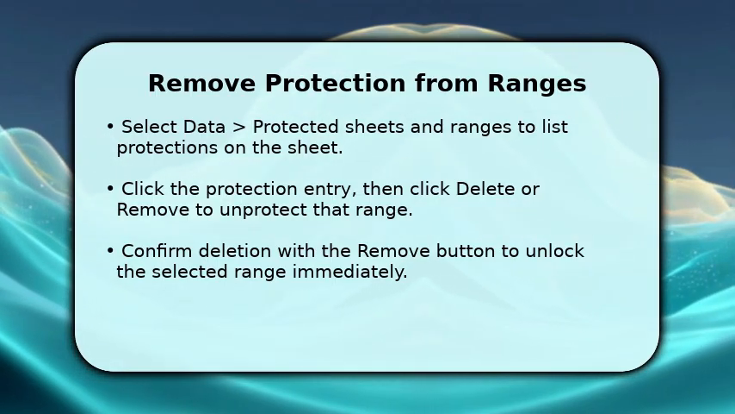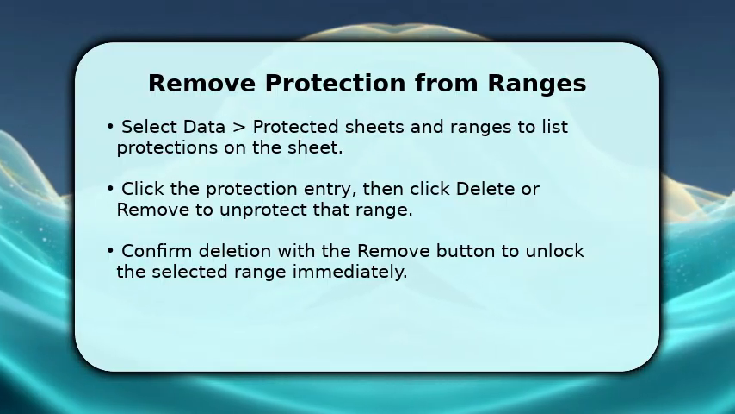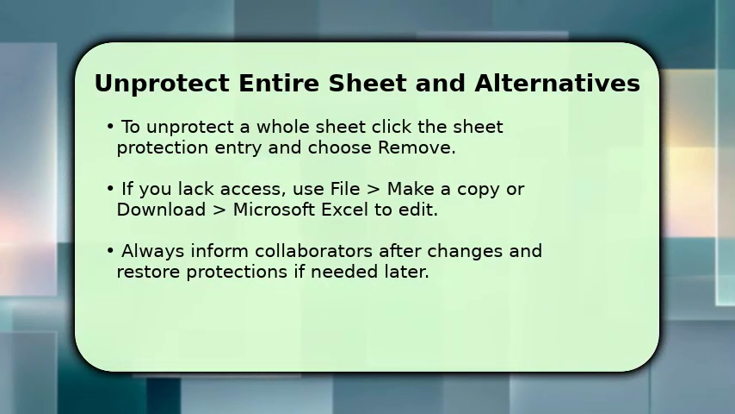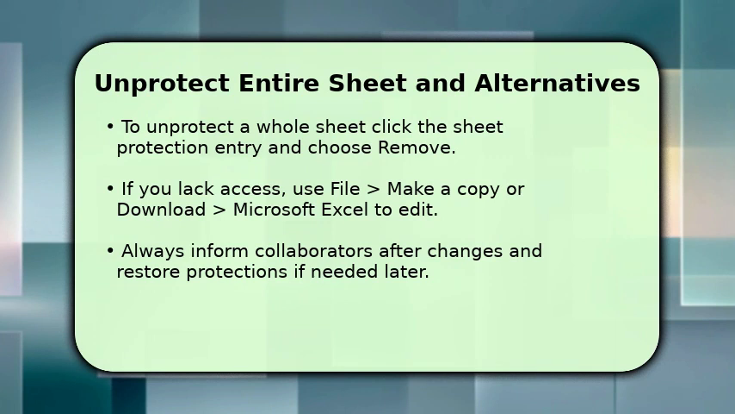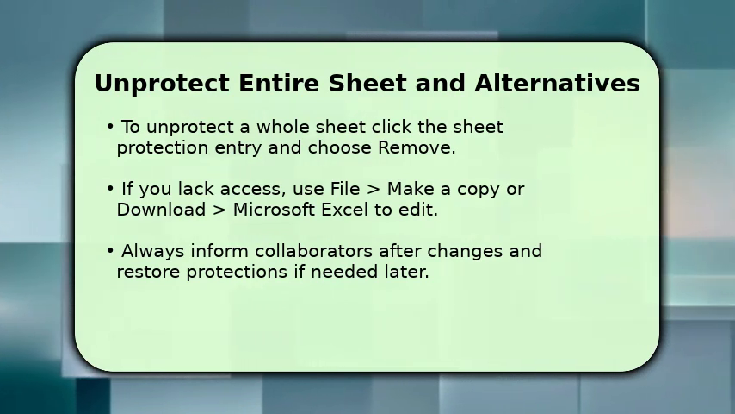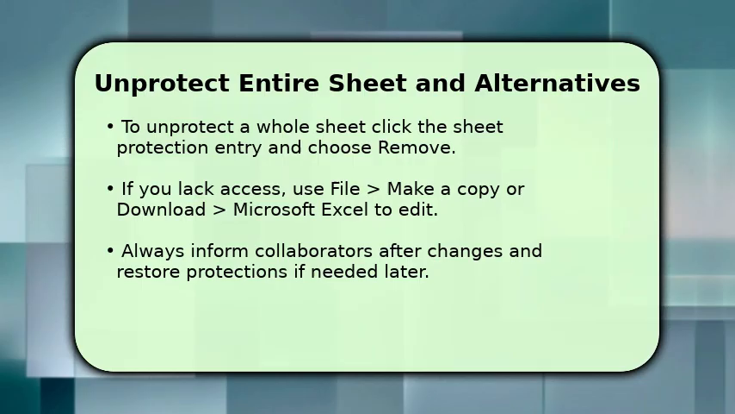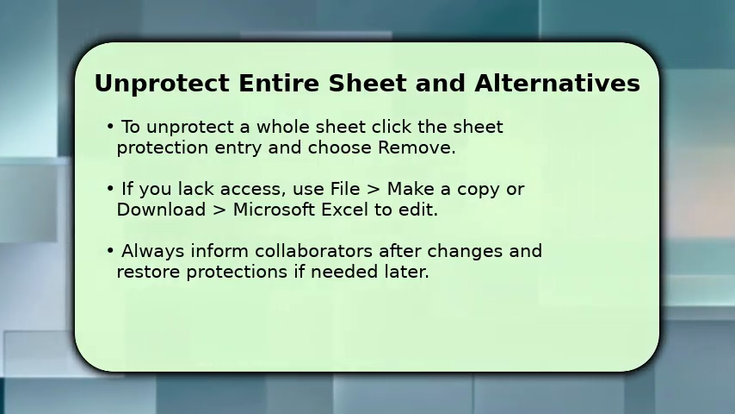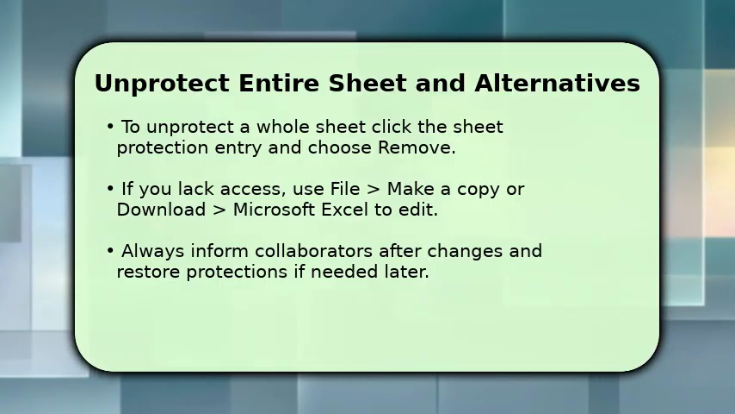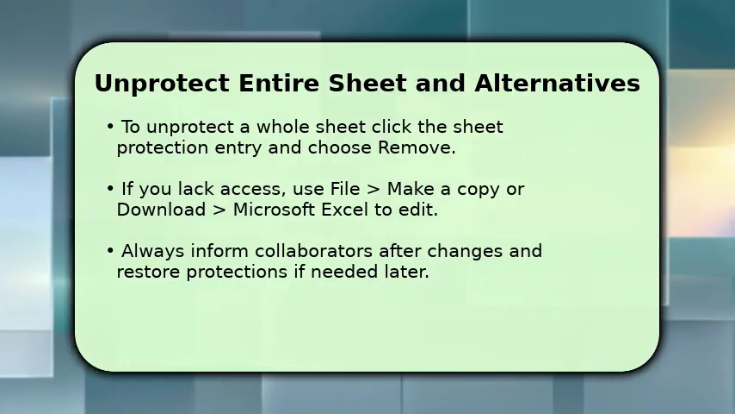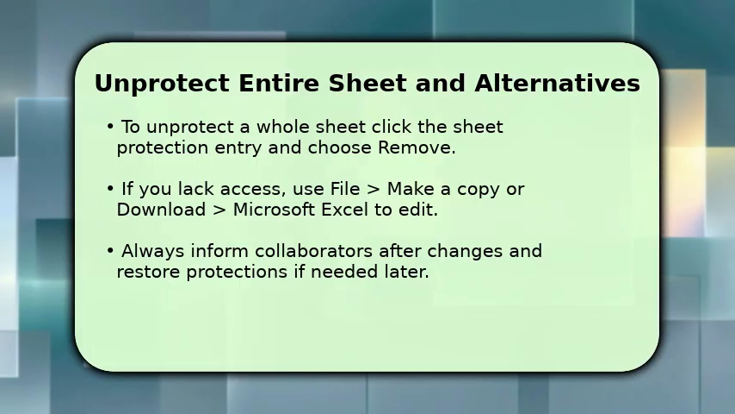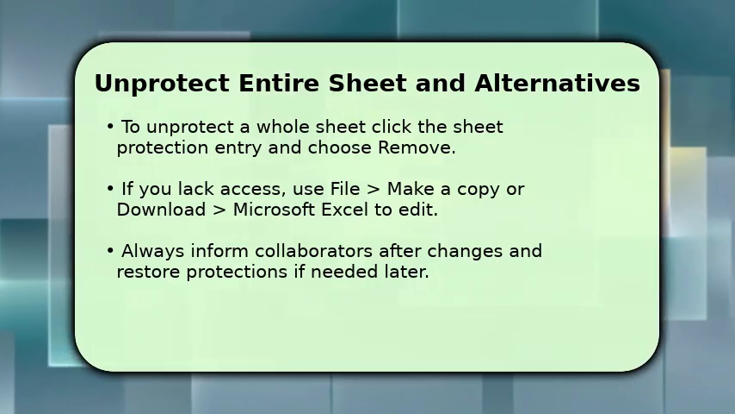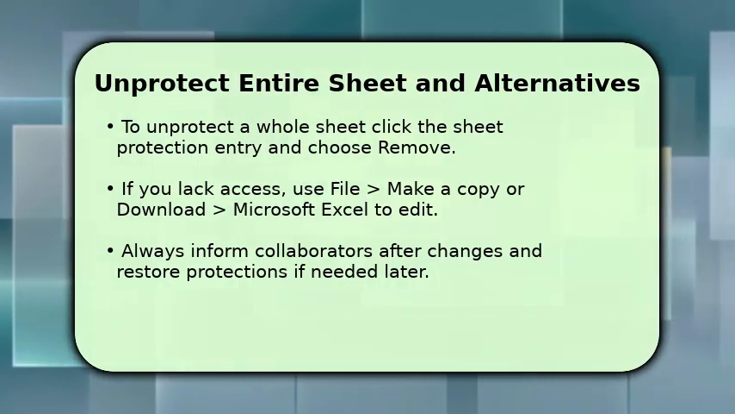To remove protection on a whole sheet, open the same Protected Sheets and Ranges panel. Click the sheet protection entry that references the whole sheet. Choose Remove to delete the sheet-level protection and unlock all cells. If you lack permission, use File, then make a copy or download as Microsoft Excel to edit offline instead. After editing, inform collaborators about changes and restore protections later.